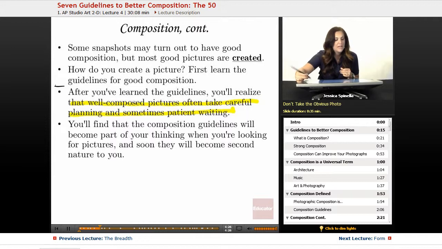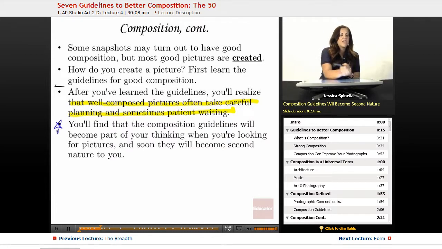You'll find that the composition guidelines will become part of your thinking when you're looking for pictures, and soon they will become second nature to you. This is a fun thing. After a while, you're going to start to naturally take pictures using the guidelines that we're going to talk about, and it will just become second nature. As you start to practice them, eventually it'll just be natural, and that's a really good thing for you.